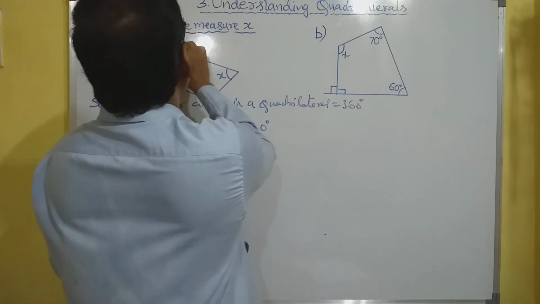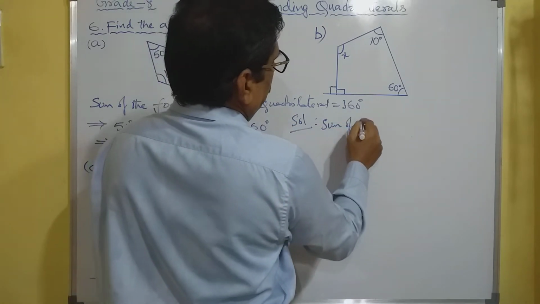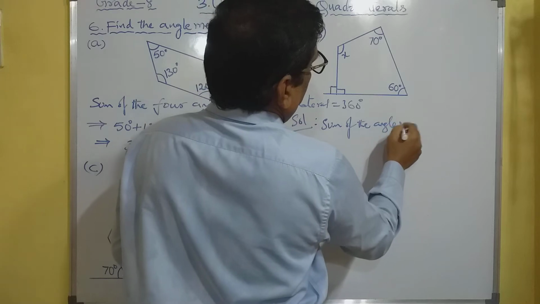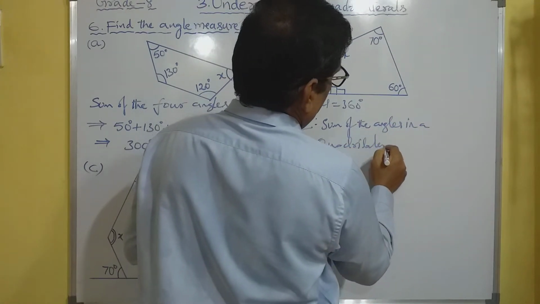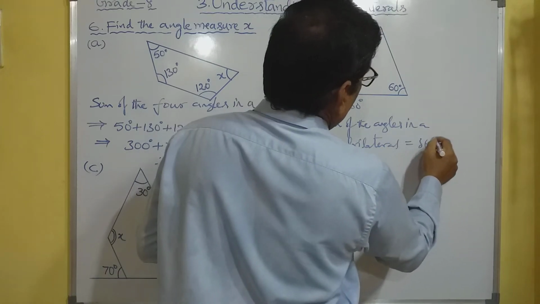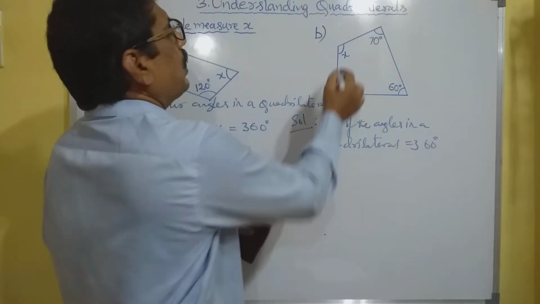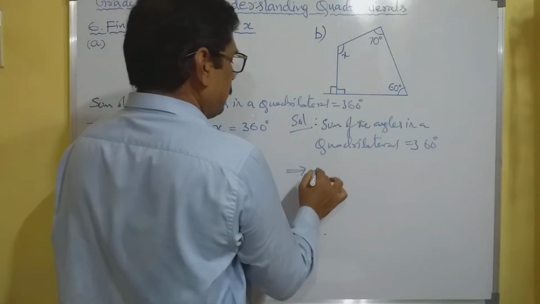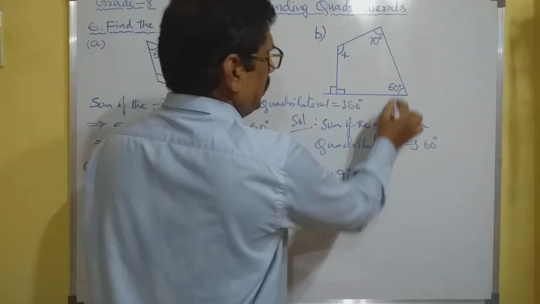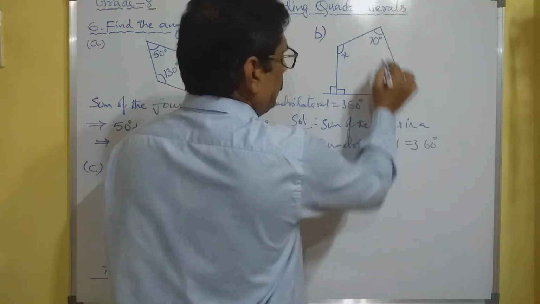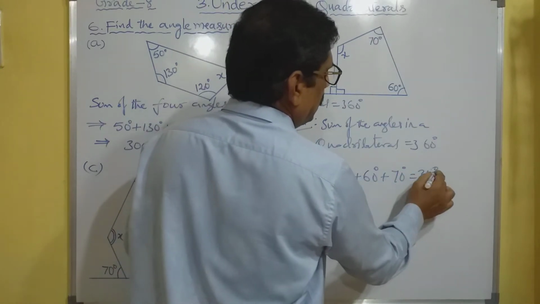Now, again we have to do it in this way. Solution: sum of the angles in a quadrilateral is equal to 360 degrees. Okay. Now, what is the angle here? Here the unknown angle is x, and here inside also 90. This is 60, and this angle is 70. The sum is equal to 360 degrees.